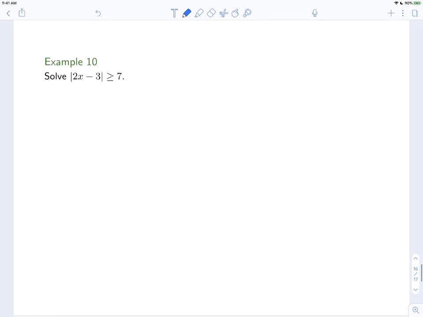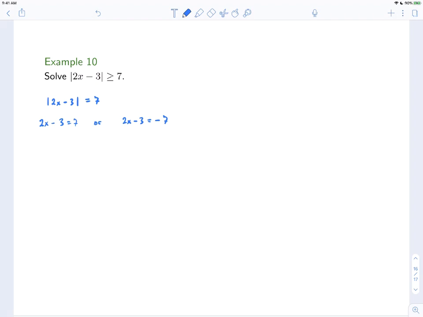Let's do another example. So again, step 1 is to replace inequality with equality. So we're going to start with the absolute value of 2x minus 3 is equal to 7. So this gives us two possibilities. Either 2x minus 3 is equal to 7, or 2x minus 3 is equal to the opposite of 7.